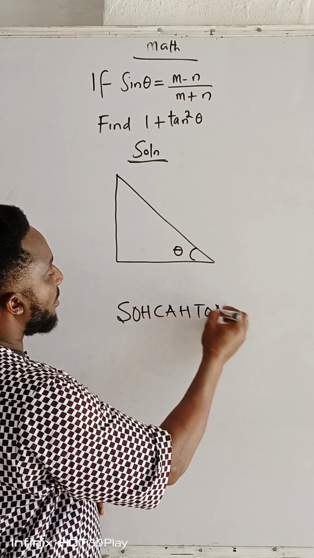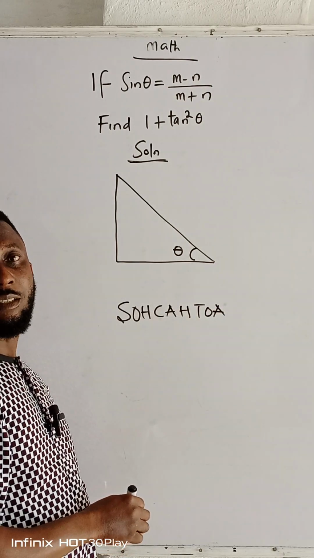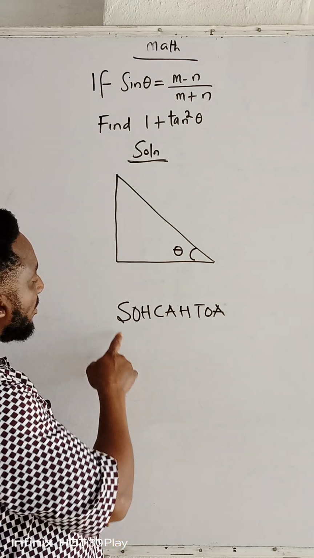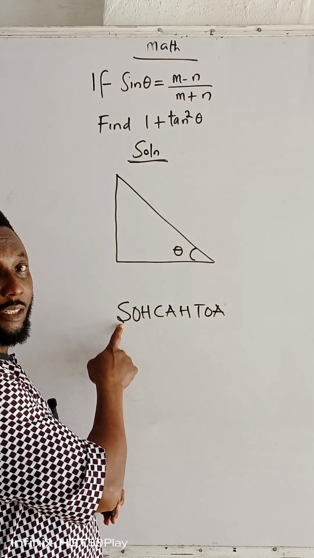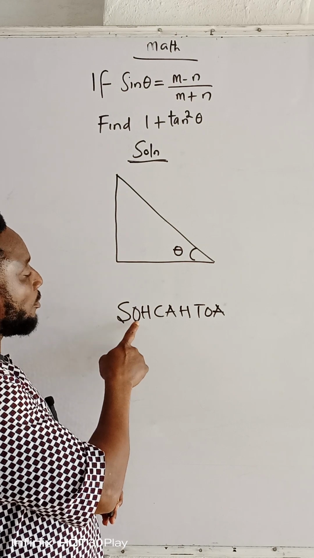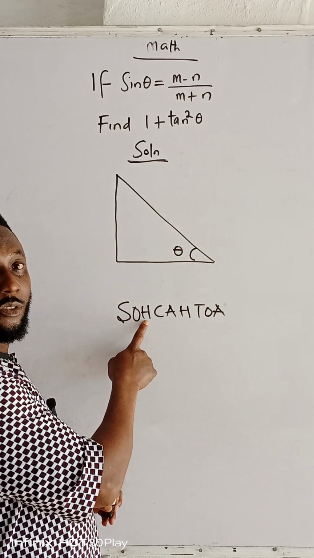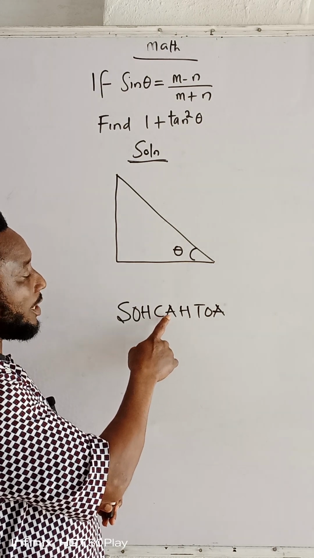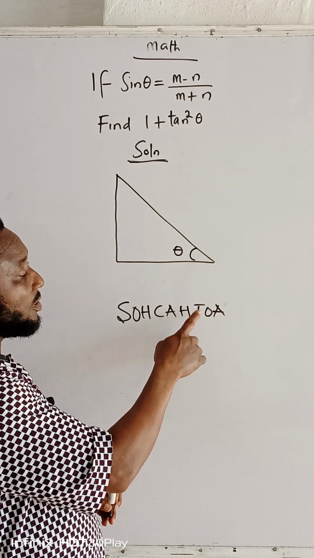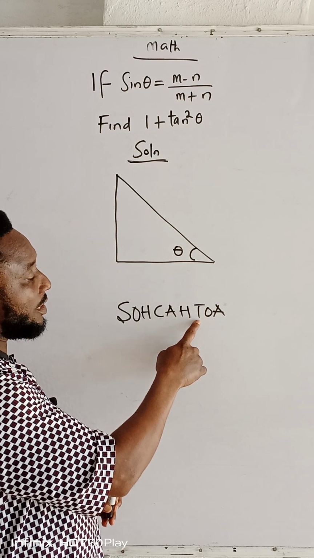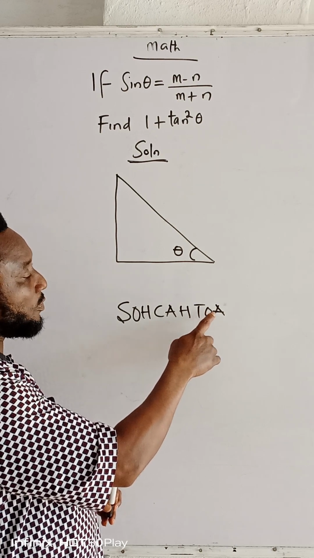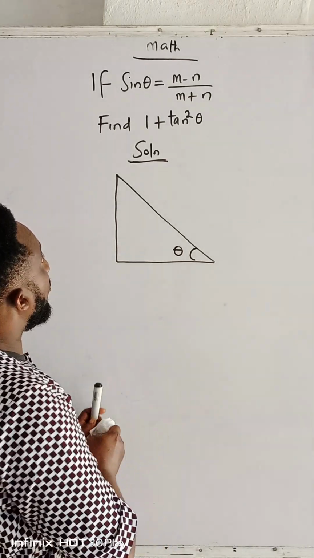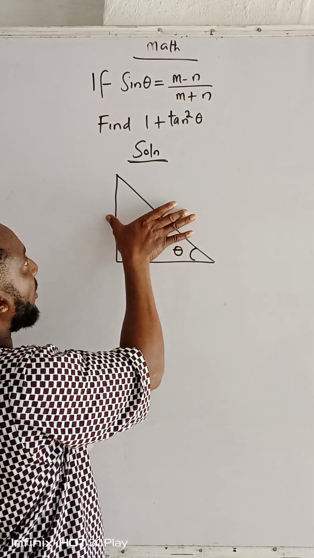So it helps to define the three basic trig ratios. The SOH here means sine equals opposite over hypotenuse. The CAH here means cosine equals adjacent over hypotenuse. The TOA implies tangent equals opposite over adjacent. Now with this, we should be able to fix this into this triangle.